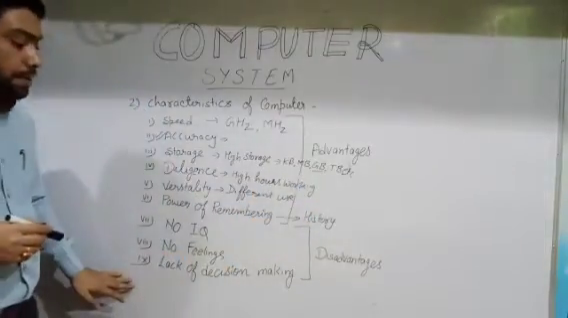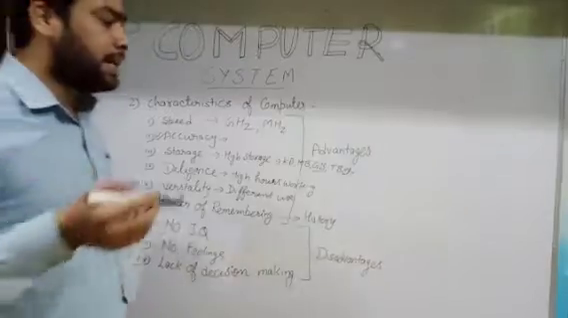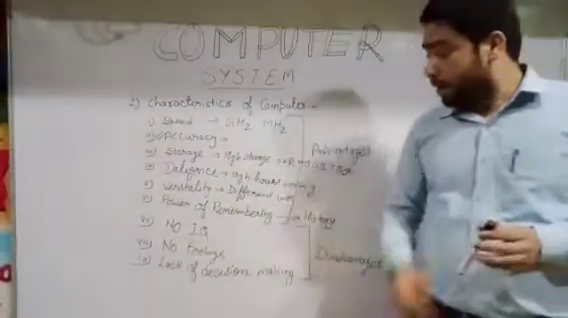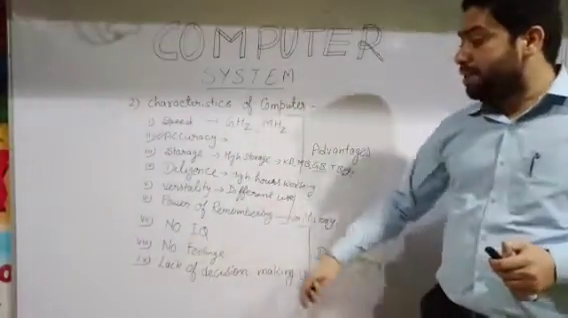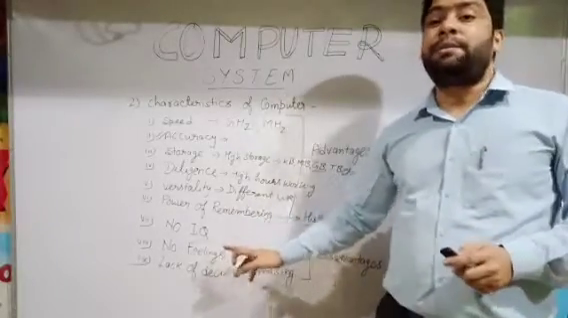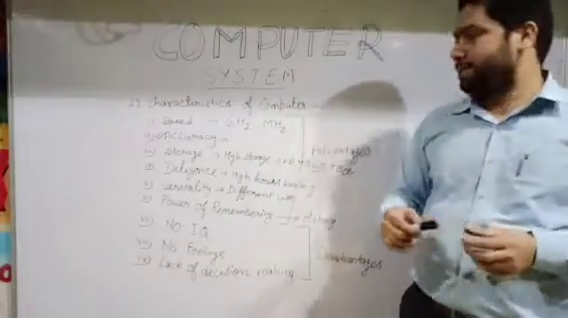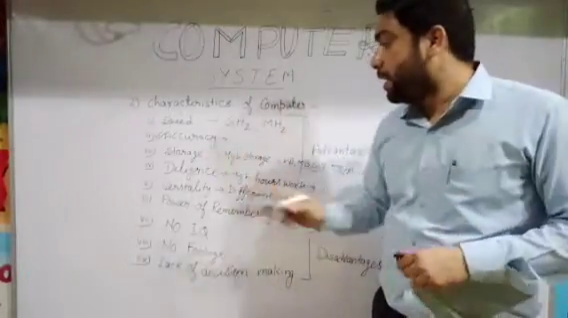Now here we are talking about the disadvantages. Every machine has advantages as well as disadvantages. The very first disadvantage is no IQ. IQ means the computer has no memory of its own, as we already saw about storage and memory.